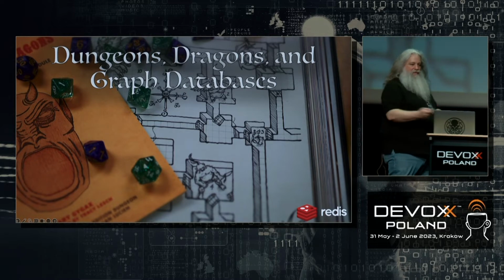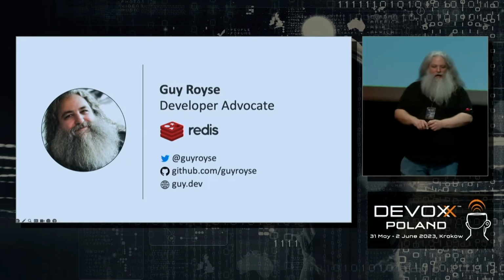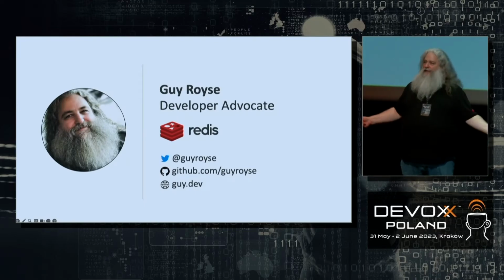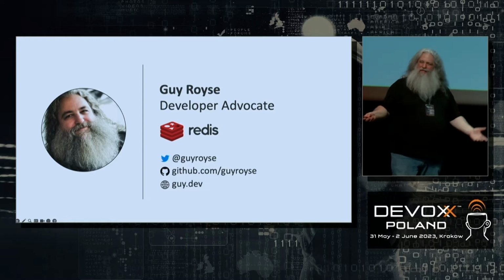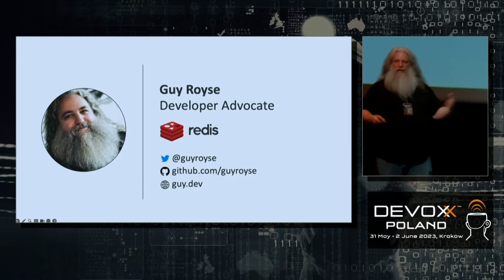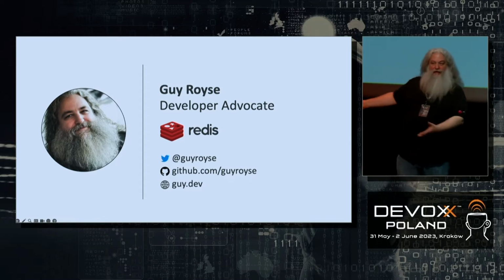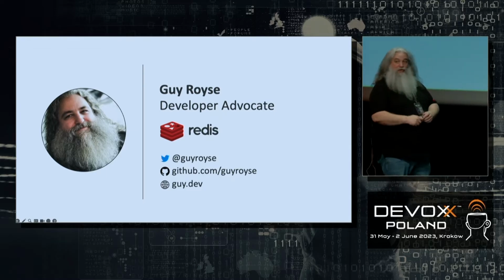So, welcome everyone. My name is Guy Royse. I'm a developer advocate at Redis. I'm here to say buy more Redis. This is a graph talk about the graph capabilities of Redis. I'm not really pushing them. It's a thing I'm using. You can use any graph database, well, many graph databases, to do what I'm going to show you today.